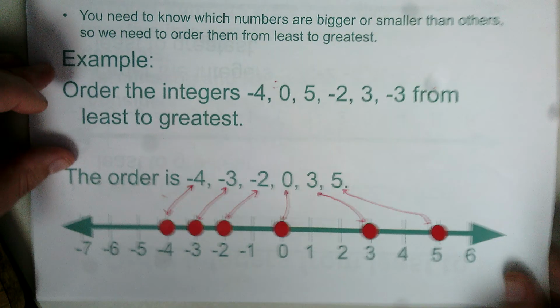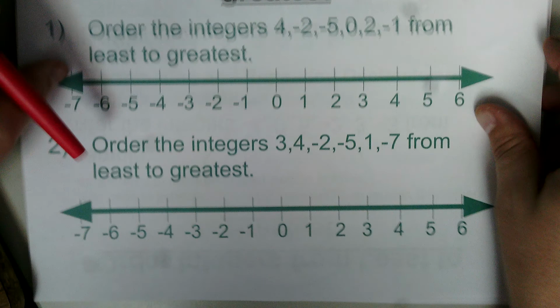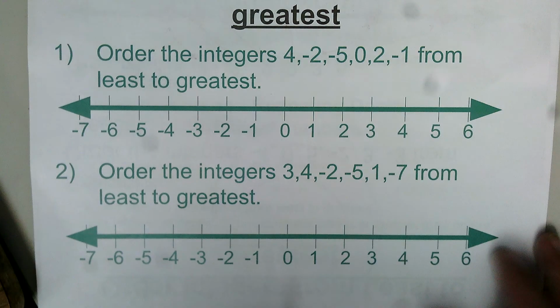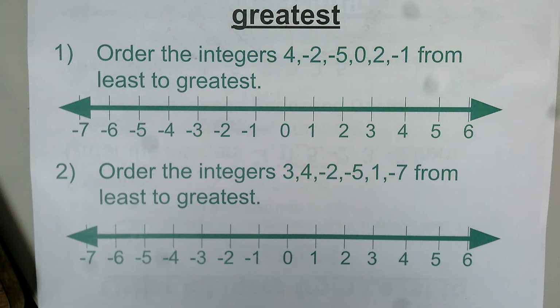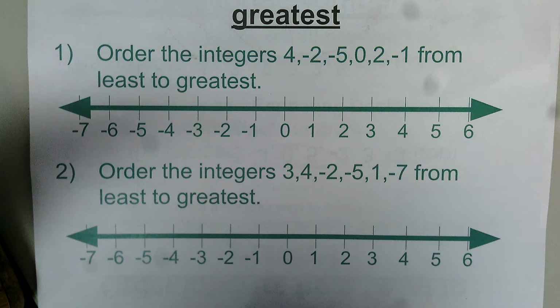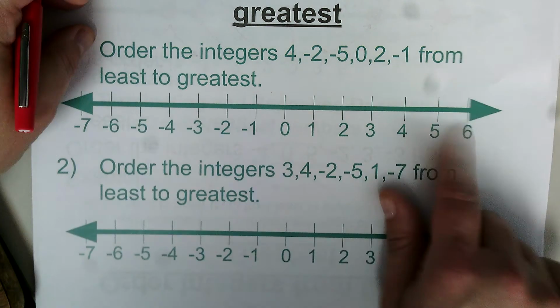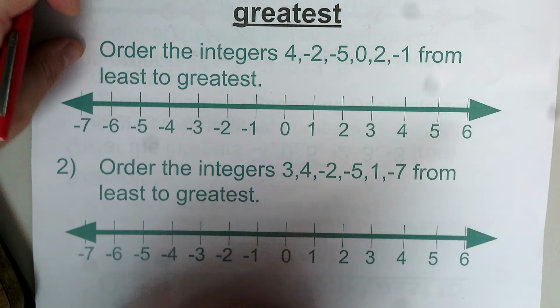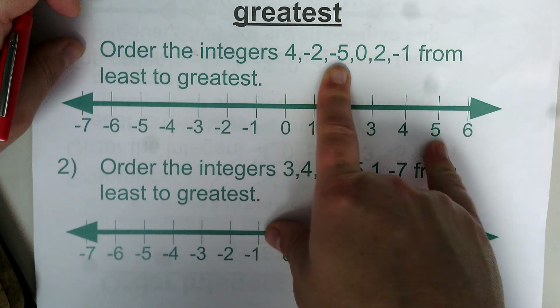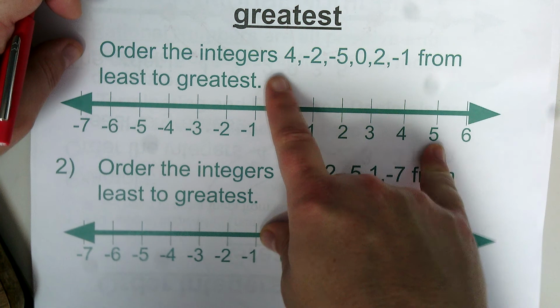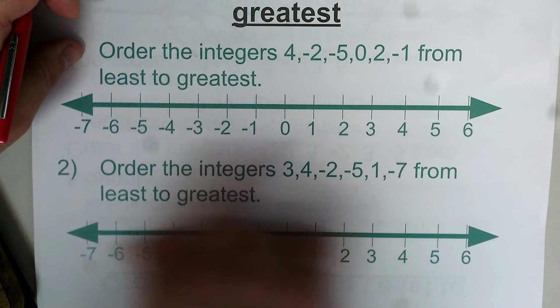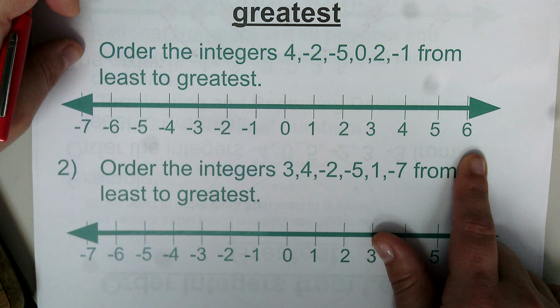That is the rule for ordering from least to greatest. Okay, so let's try some of these. It says order the integers +4, -2, -5, 0, 2, and -1 from least to greatest. Okay, so what I'm going to do first is I'm going to go ahead and make my number line. I'm going to make sure that I have a -5, so it's pretty small, and I've got a +4, so it looks like it's my largest. So I need to make sure that I have those numbers on my number line when I draw it.